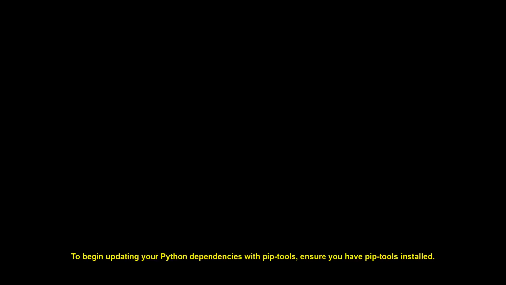To begin updating your Python dependencies with pip-tools, ensure you have pip-tools installed. Open your terminal or command prompt. You can install pip-tools by running the command pip install pip-tools. Once installed, navigate to your project directory using the command cd path/to/your/project.